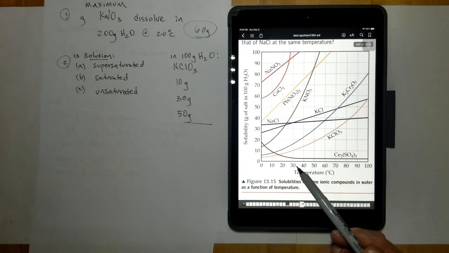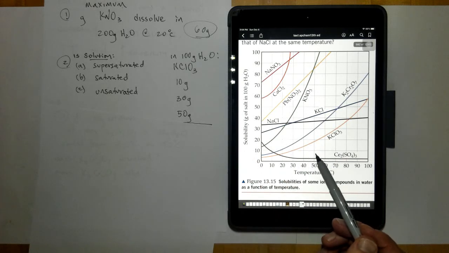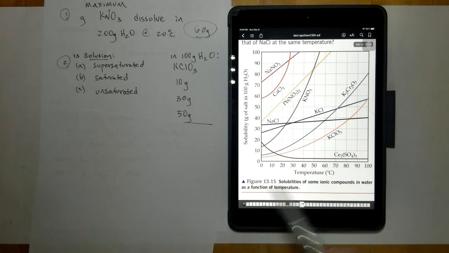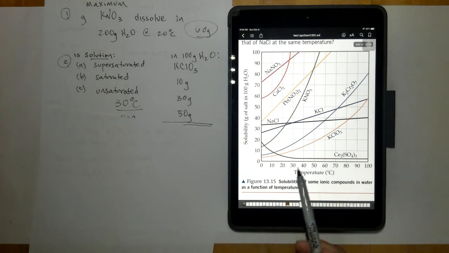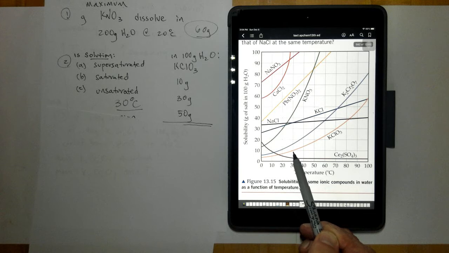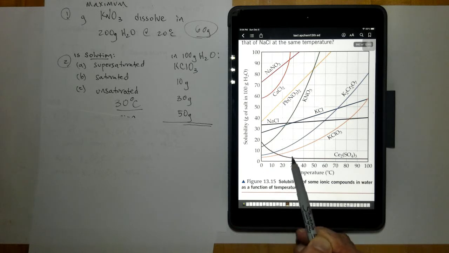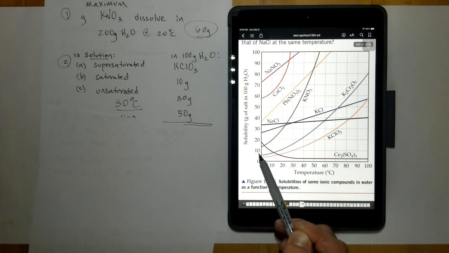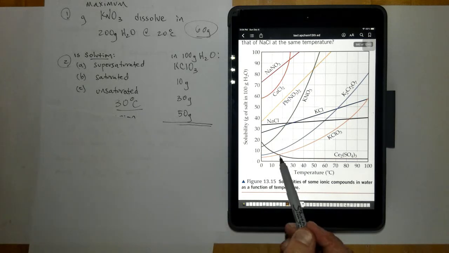Okay. And we happen to be at, let's see, the 100 grams of H2O, we know it's KClO3, and I believe this is going to ask at 30 degrees Celsius, so let's put that in there as well. So at 30 degrees Celsius, it looks like we can go up and we can dissolve 10 grams of this salt at 30 degrees Celsius. So KClO3 would be saturated at 30 degrees Celsius right now if I dissolve 10 grams in there.